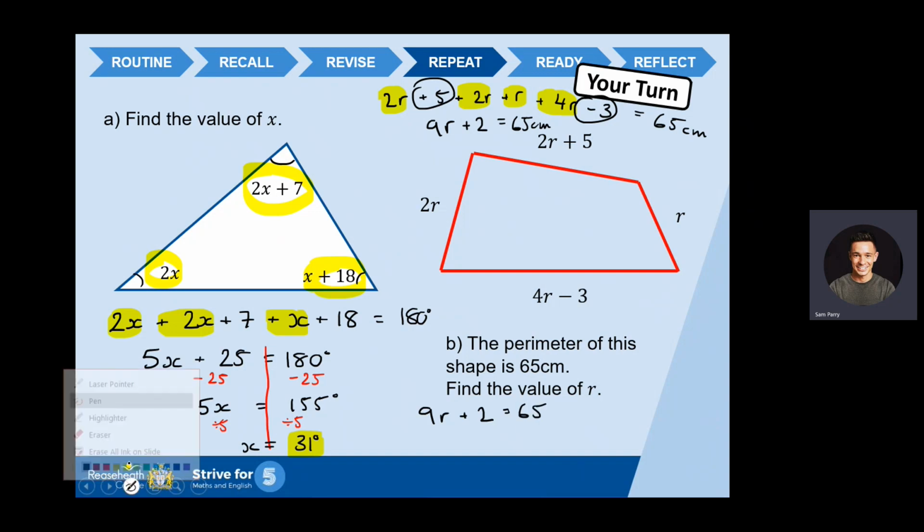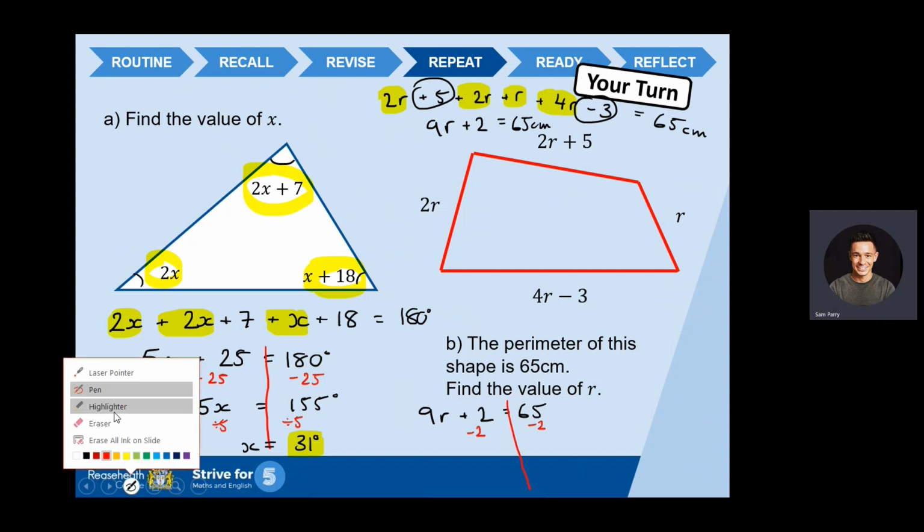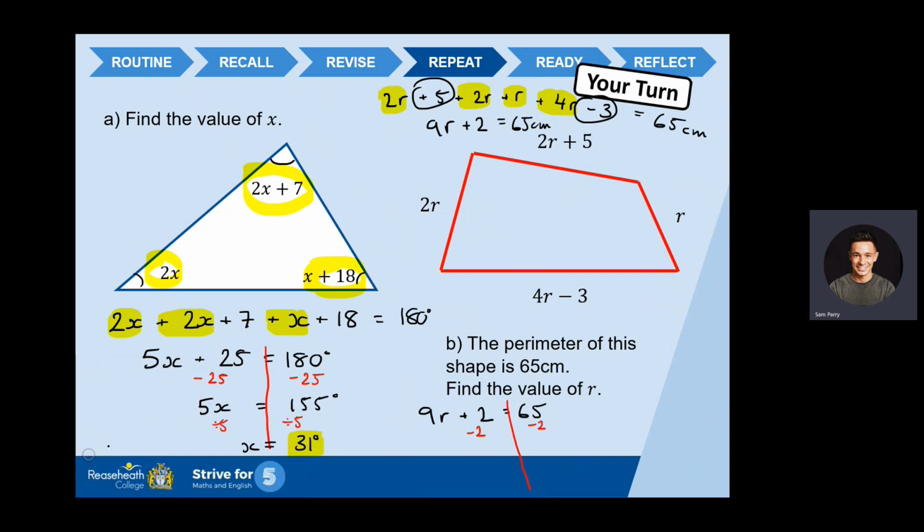The first thing I'm going to do is subtract the 2. I want to get rid of it. So I'm going to minus 2 from both sides. That's going to leave me with 9r equals 63.